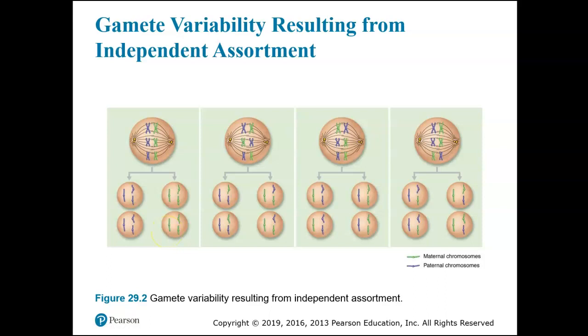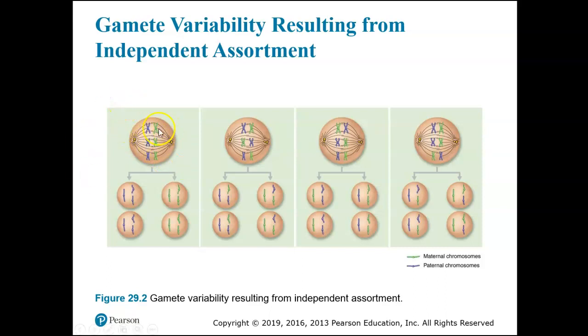So what is independent assortment? It is the order that the chromosome pairs line up in during metaphase 1, or how they pair up. Whether they pair up with the father's chromosomes on the left and the mother's on the right, or you see a mixture, or you can even have all of the mother's chromosomes on the left and the father's on the right, you have all these different possible combinations because each one of these chromosomes can line up independently of the other pairs.